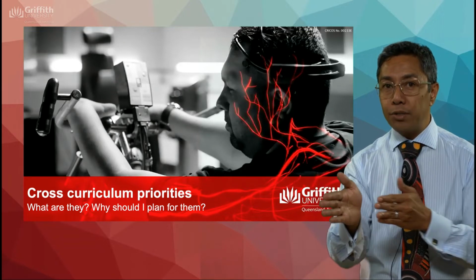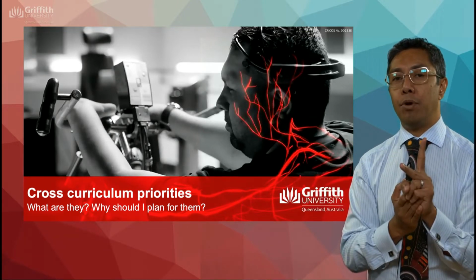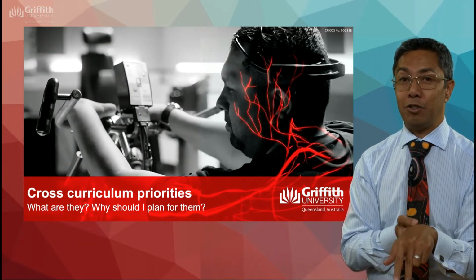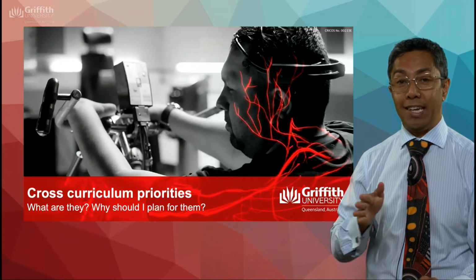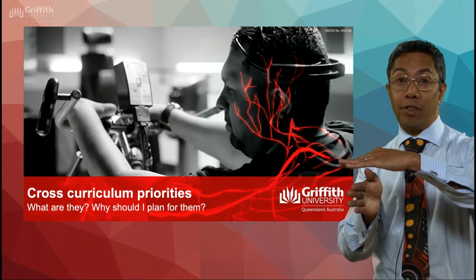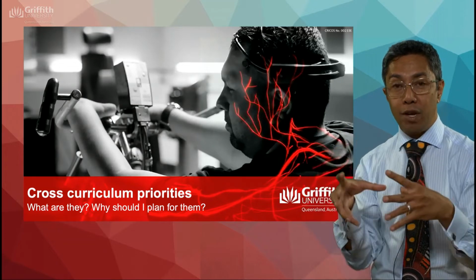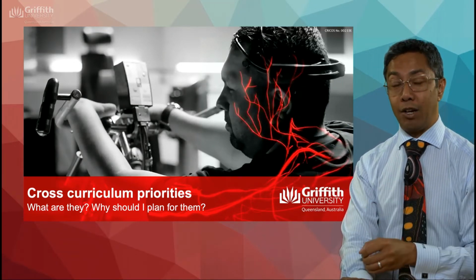Running across those themes and through all key learning areas are 2 other important ideas. What we've got are the cross-curriculum priorities, which we're going to talk about today, but also the general capabilities. So you've got the key learning areas, the cross-curriculum priorities, and the 7 general capabilities, so that all 3 of those elements are critical components of the Australian curriculum.